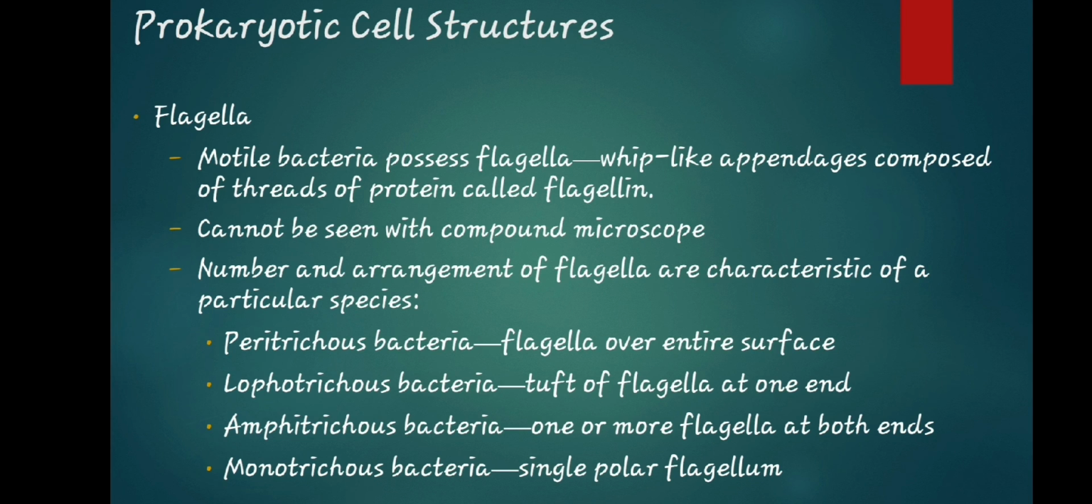Next to glycocalyx is flagella. Flagella is a thread-like protein appendage that enables bacteria to move. It also contains threads of proteins called flagellin. Flagella can be classified into four: Peritrichous, Lophotrichous, Amphitrichous, and Monotrichous. Peritrichous possesses flagella over the entire surface, while Lophotrichous possesses a tuft of flagella at one end, Amphitrichous possesses one or more flagella at each end, and lastly, Monotrichous possesses a single polar flagellum.